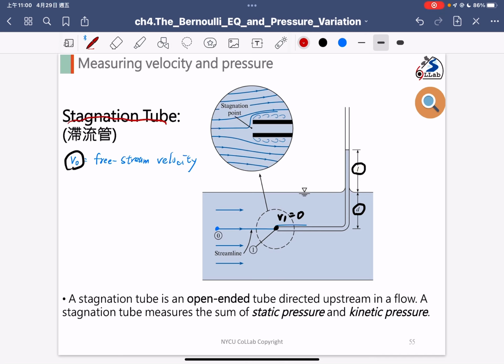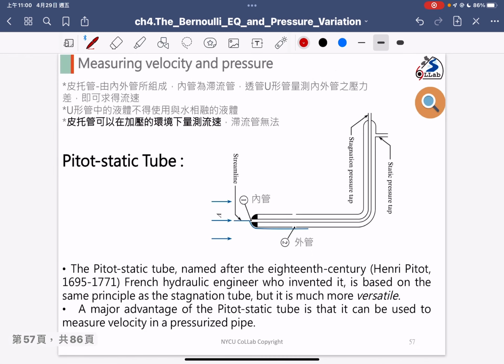stagnation tube, 就是滞流管。OK， 因为它仰赖的技术就是用滞流点去换算那压力有多大，然后用压力去换算那速度有多快，这样子。OK， so but the most famous method to measure the flow velocity we call the pitot, 中文叫做皮托管。So we have the pitot tube.